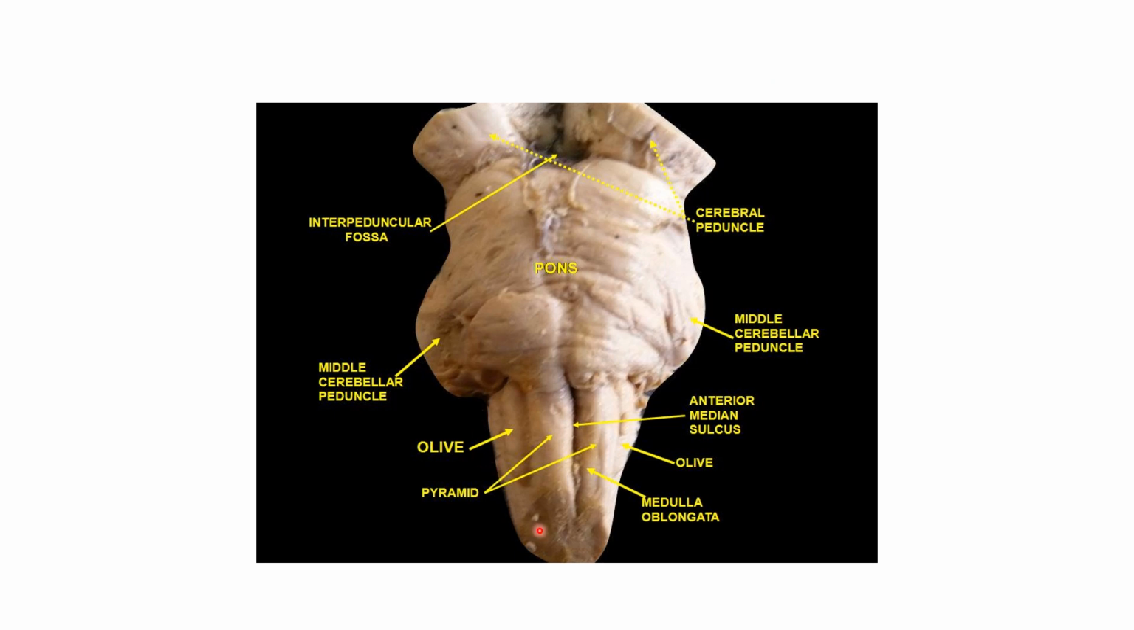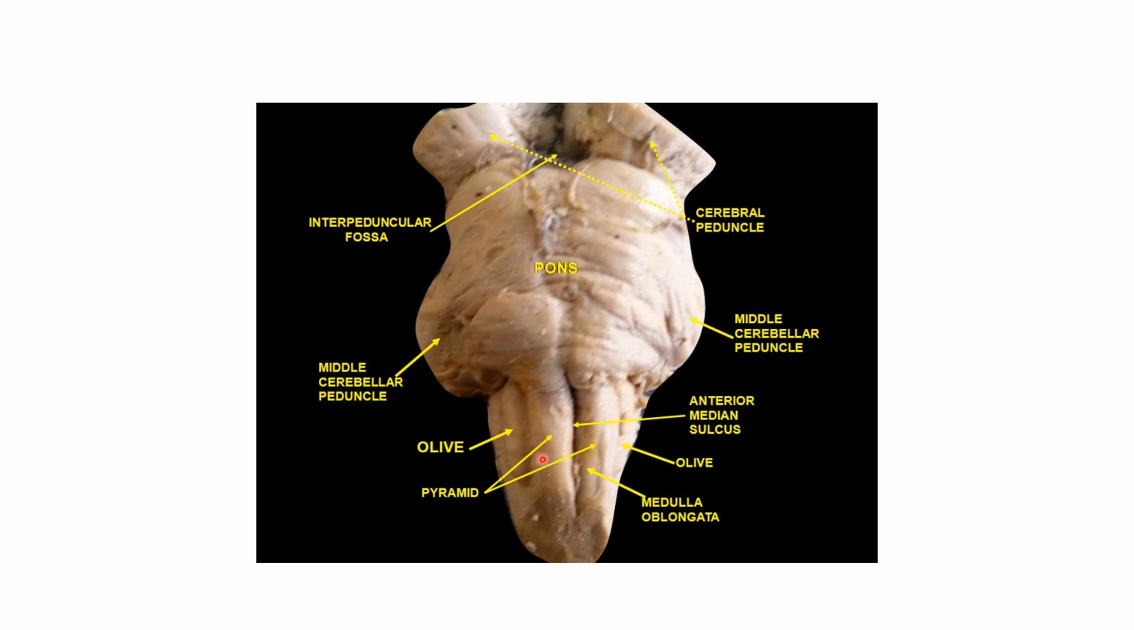Now we move on to the medulla oblongata. It is again a cylindrical part, the lower part of the brainstem, and it becomes continuous with the spinal cord at the level of the foramen magnum. We discussed this at the time of the occipital bone as well, and the contents of the foramen magnum. Anteriorly there is the anterior median sulcus.